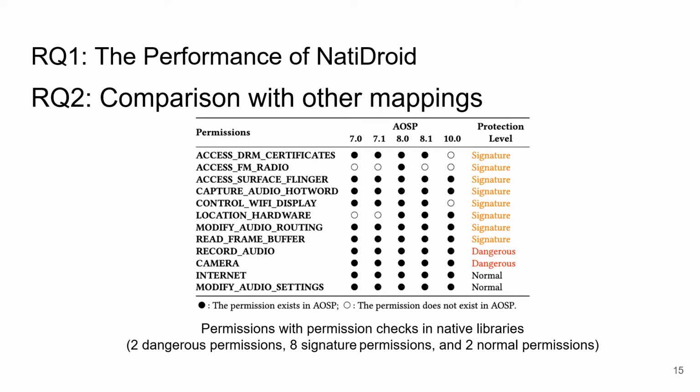Signature permissions are only granted if the requesting app is assigned with the same certificate as the app that declared the permission. Normal permissions refer to the permissions with minimal risk to the system and the user's private data. Dangerous permissions are those higher risk permissions that would give access to private user data or control over the device that can negatively impact the user.